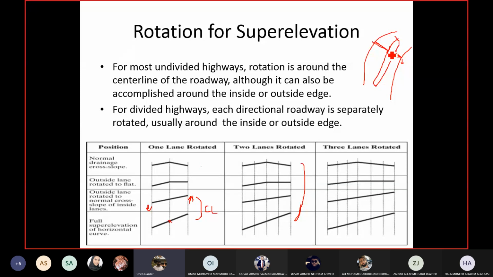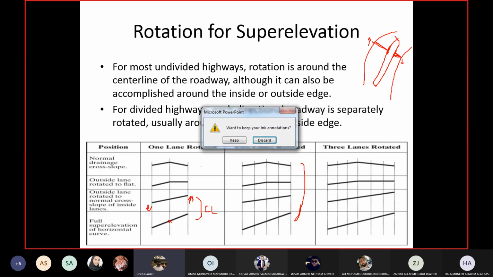And if you are rotating around the inside edge, if the median is inside the road on the inside part of the curve, then you are rotating around this edge, meaning this edge will remain the same, and the remaining part of the road is going up. So it is happening in two different directions in two different manners around the median. Hope it was clear. Took 5 minutes extra.